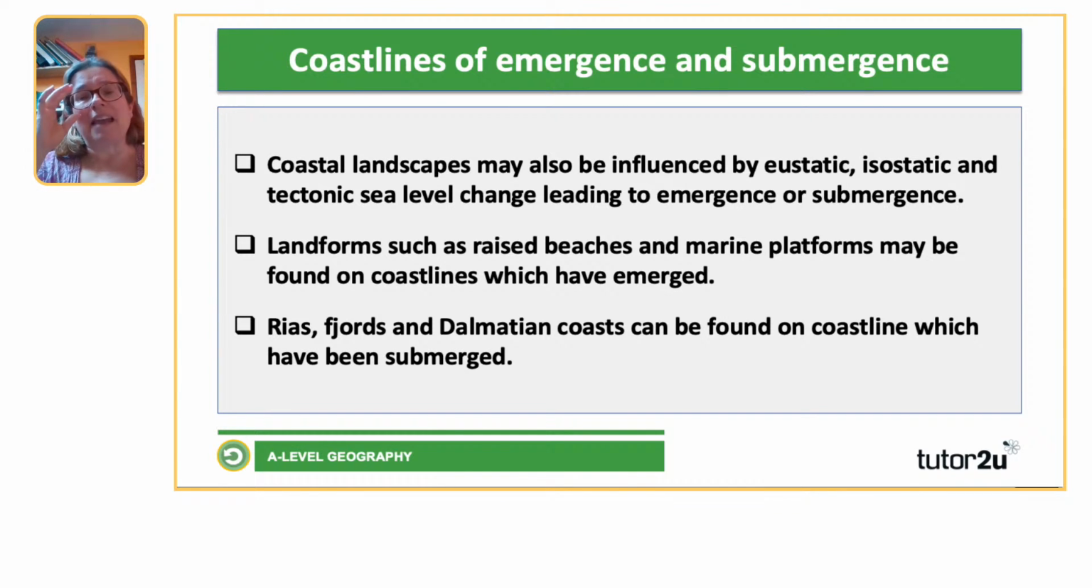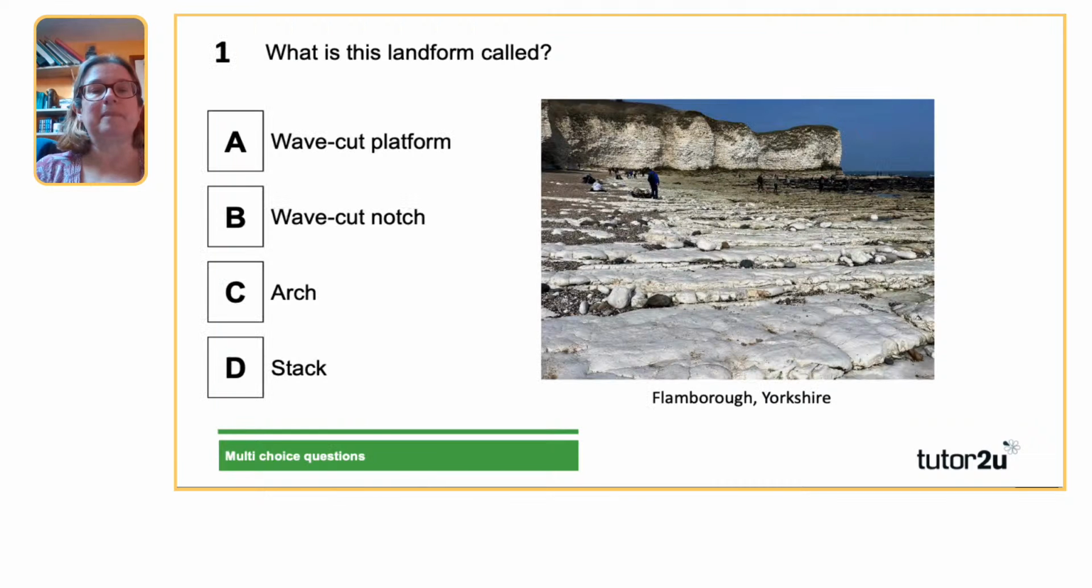When we're thinking about these landforms that come from these processes, so remember, we're always thinking about processes leading to landforms. We can have landforms of emergence, such as raised beaches and marine platforms. But we can also have landforms of submergence. We've got rias, where we're thinking about a submerged river valley. We've got fjords, where we're thinking about a glacial valley that's been submerged. And then Dalmatian coasts, where you've got a series of valleys that run parallel to each other, which have been flooded, like we get on the Dalmatian coast in Croatia.